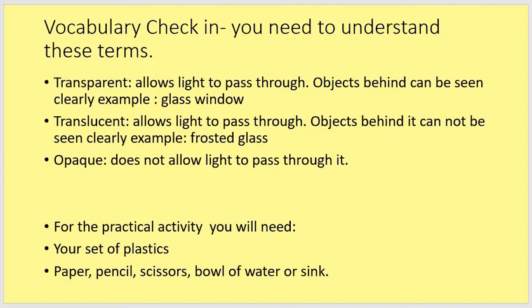Now, I would suggest if you're not sure about these words already, you write them down in your book so you remember them, because you are going to need them for this activity we have got coming up. Reminder on here of what you're going to need with the practical activity. You will need your set of plastics, you'll need paper, pencil, scissors, and either a bowl of water or a sink.